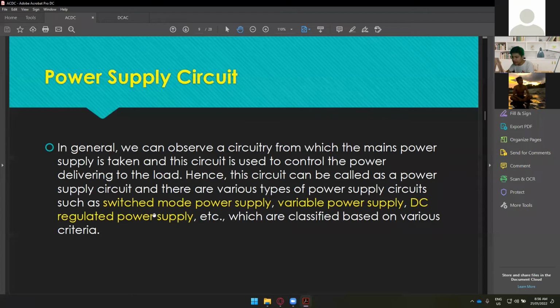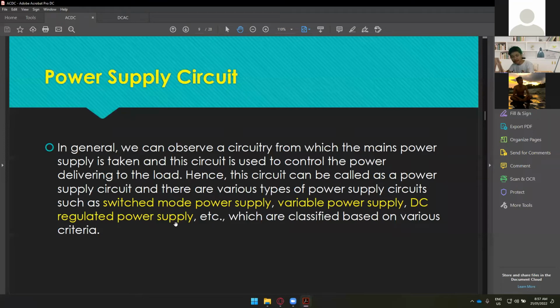So this one is still a power supply. Here's the most important thing that we need to talk about. I highlighted this one. It says here that this circuit can be called a power supply circuit, and there are various types of power supply circuits such as switch mode power supply, variable power supply, and DC regulated power supply. Mostly we have this DC regulated power supply, which converts just from 220 into 5 volts.